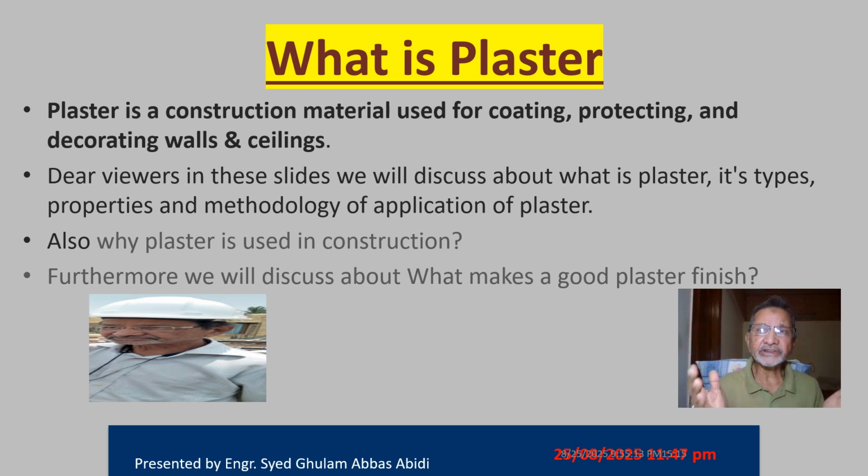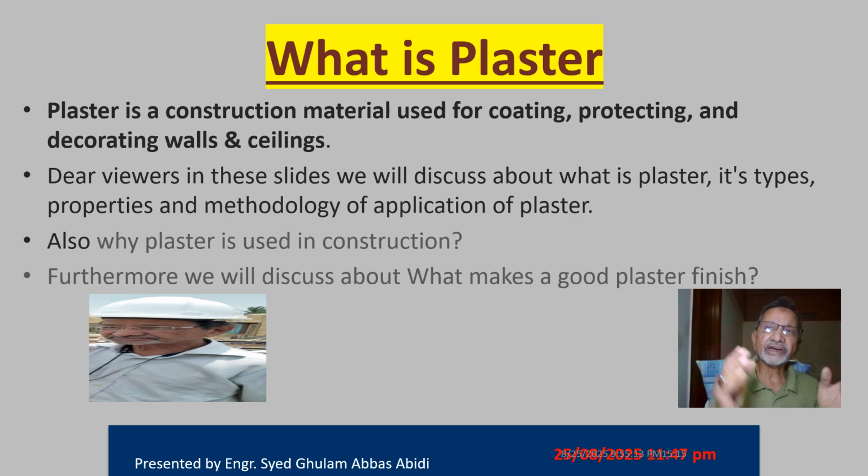Plastering steps. What are the steps of plaster? Number one is the surface preparation. You have to clean the surface and remove all the external particles from the surface. Application of the plaster starts with the primer coat, first coat, second coat, and final coat.